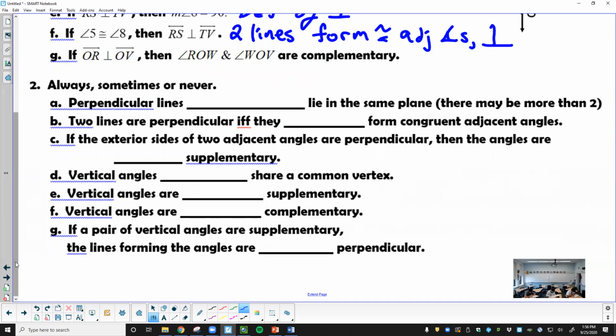So perpendicular lines sometimes, always, never lie in the same plane. It's saying that there could be more than 2 lines being perpendicular to each other. And that's a hint right there in itself. So notice that it doesn't say how many lines you have.